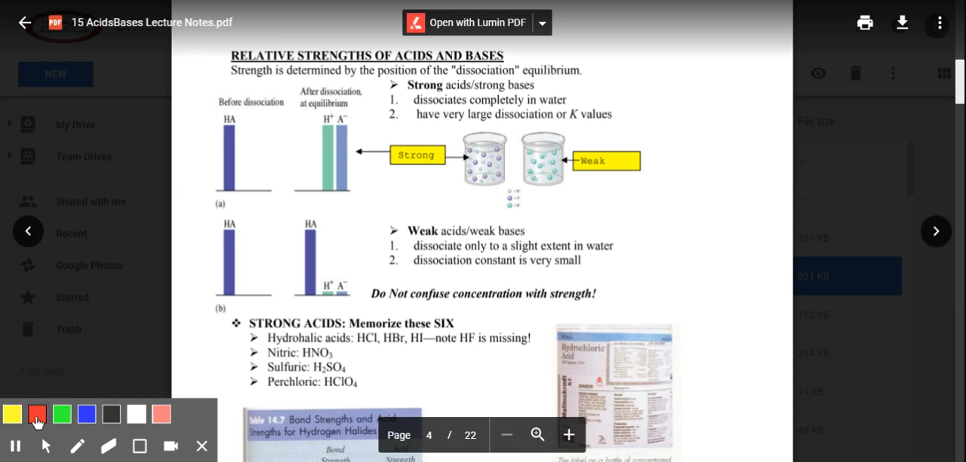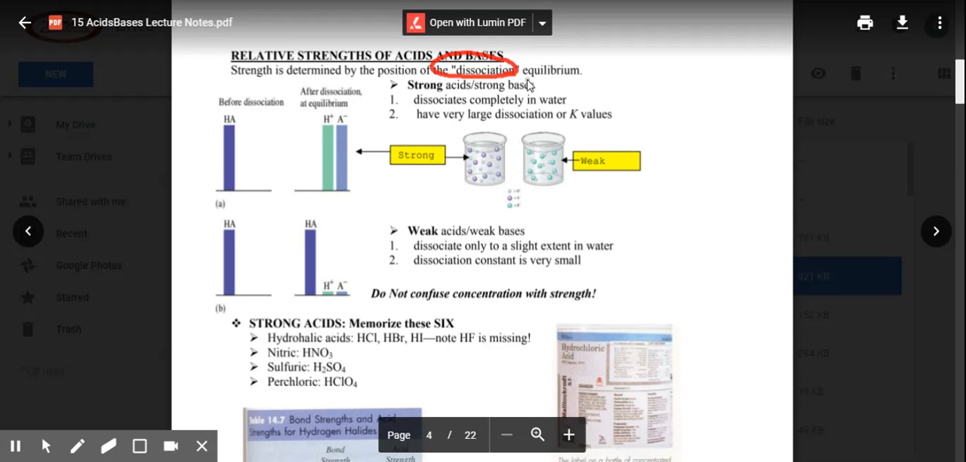Hey guys, in this video, I want to talk about the difference between strong acids, strong bases, weak acids and weak bases. I also can go into how to take the pH of a strong acid and base because it's pretty simple. So, relative strengths of acids and bases. Now, when we say the word strong versus weak, we are only talking about dissociation.